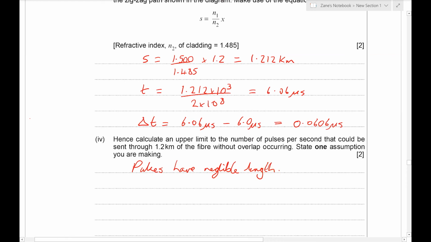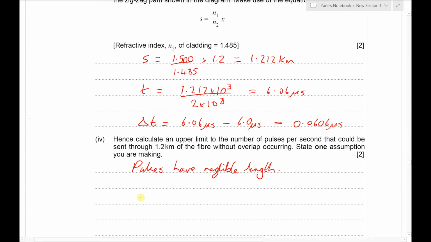The last answer basically gives us the amount of time that we've got to leave between pulses to guarantee that pulses will arrive at the other end of the fibre in exactly the right order. If we send pulses too quickly, then it's possible that a pulse taking the quickest path will arrive before a pulse taking a longer path, even though they may have been sent in a different order.